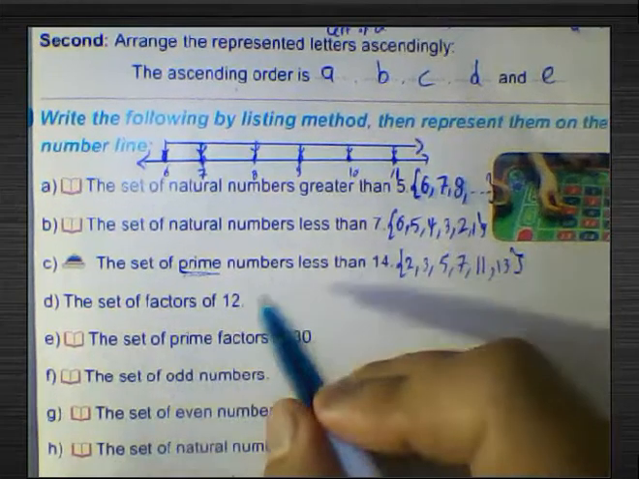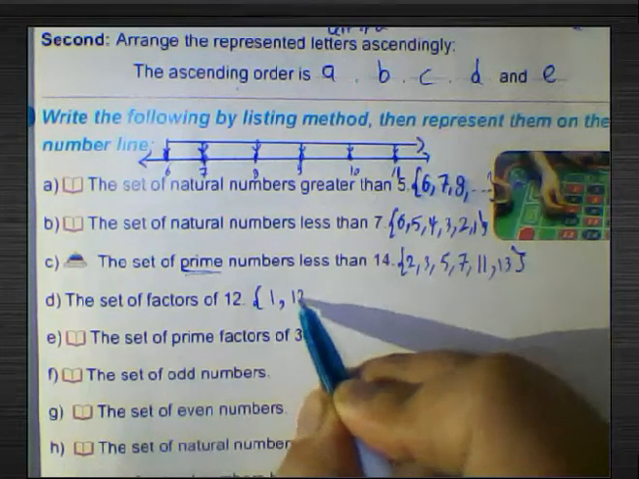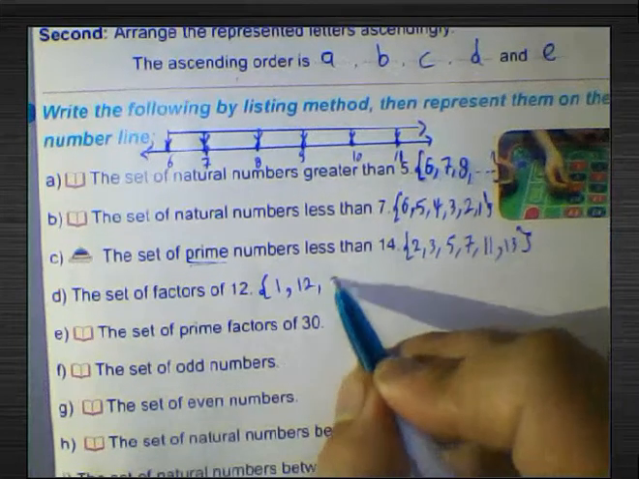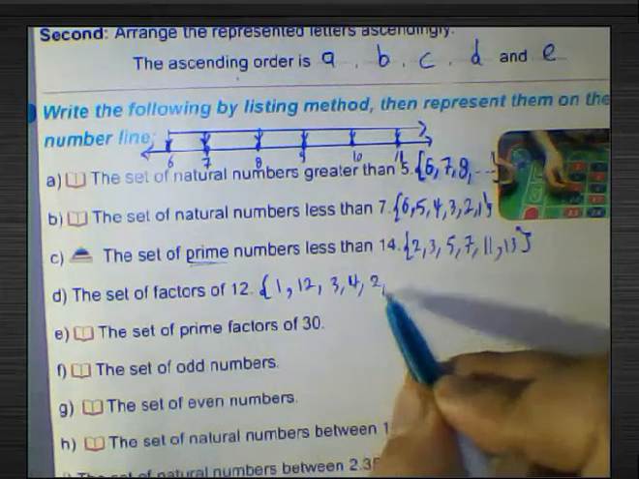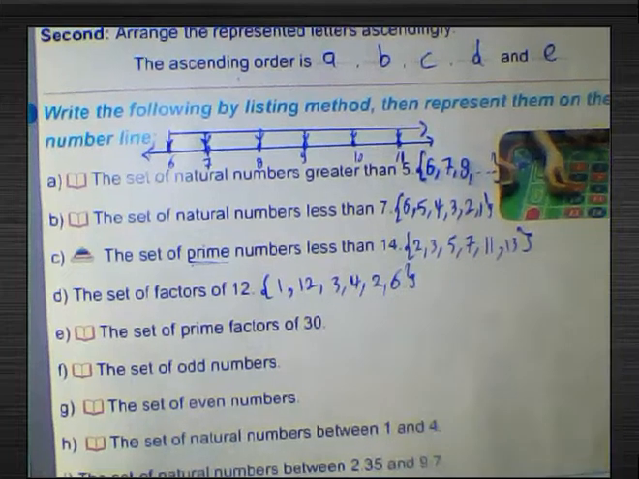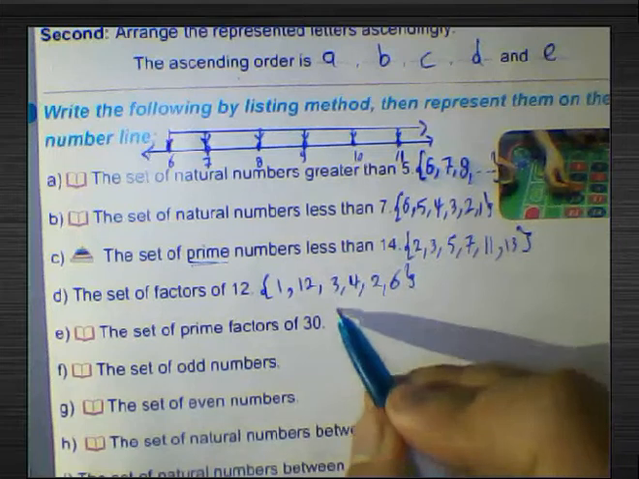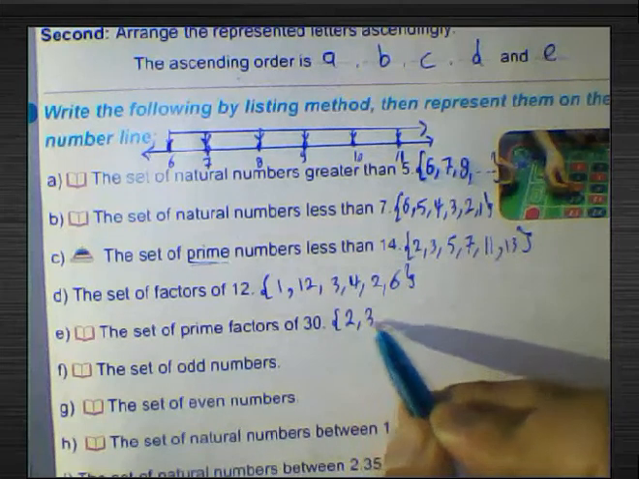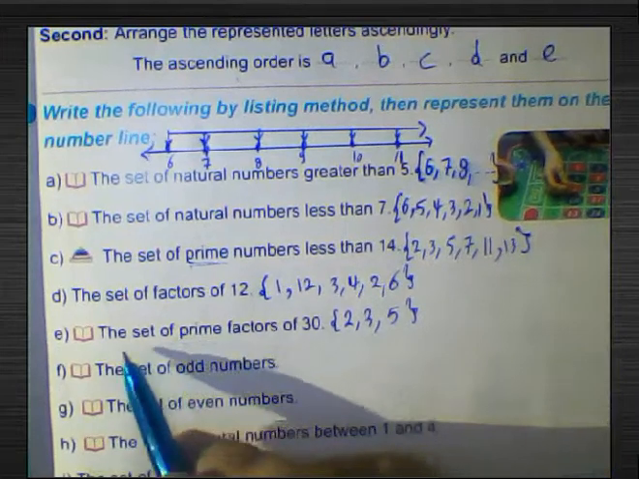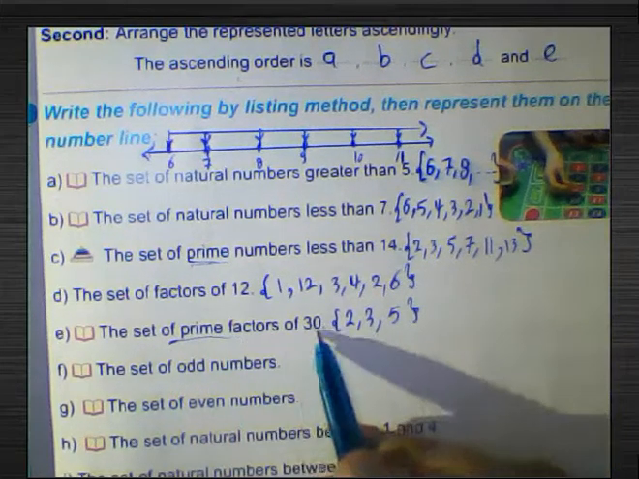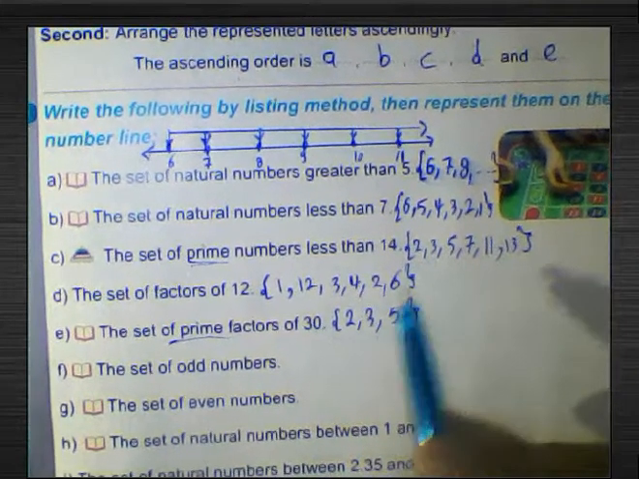Set of factors of 12. We have 1 and 12, because 1 multiplied by 12 equals 12. 3 and 4, 3 times 4 equals 12. 2 multiplied by 6 equals 12. All these numbers are the set of factors of 12. Set of prime factors of 30. 30 can be divided by 2 and 3 and 5, which are prime numbers. It is the set of prime factors of 30.